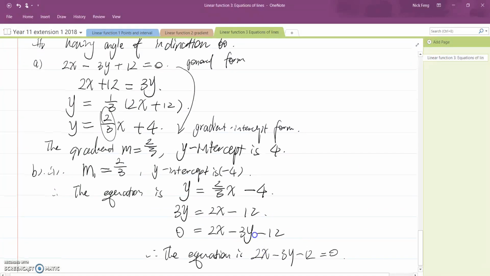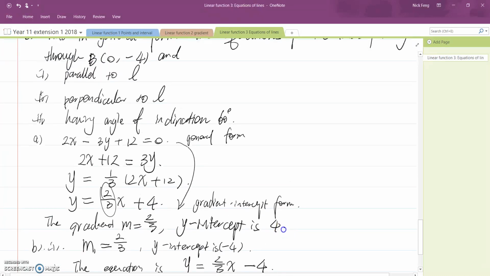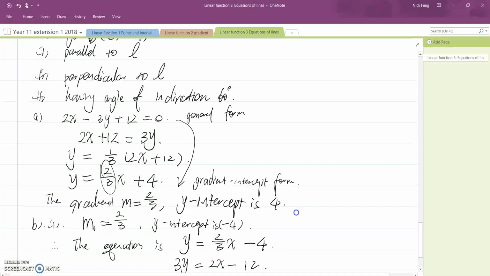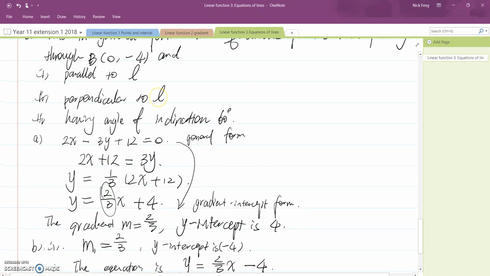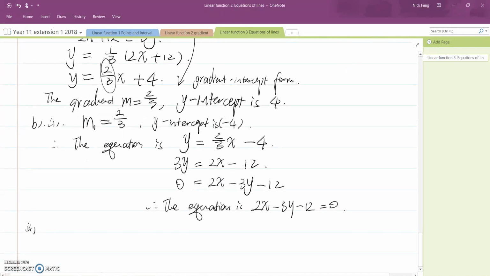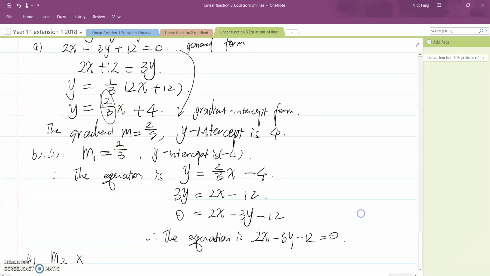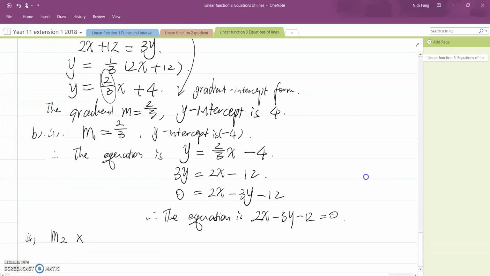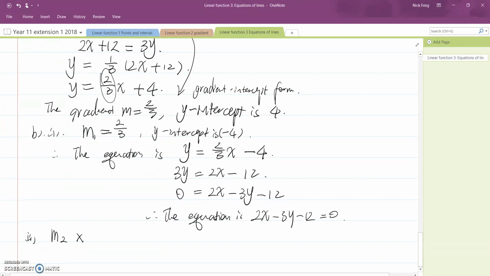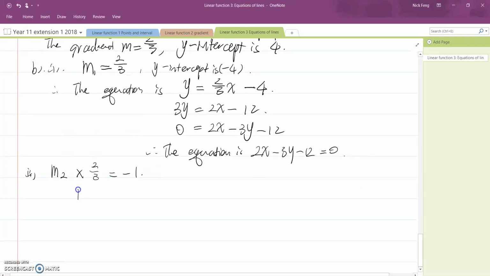Part 2. Now remember that part 1 and part 2 are not related. They are separate questions. Part 2, perpendicular to L. So the line we're looking for has a gradient m2, and because it's perpendicular to L, m2 multiplied by the given gradient 2/3 has to be -1, and therefore m2 is simply -3/2. That is -1 divided by 2/3, which is -3/2.